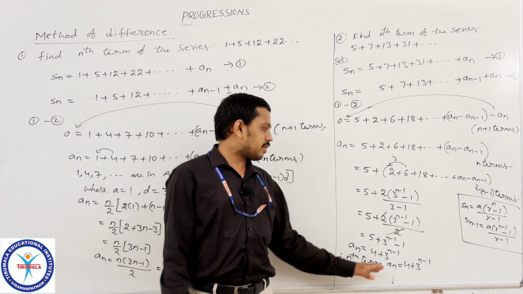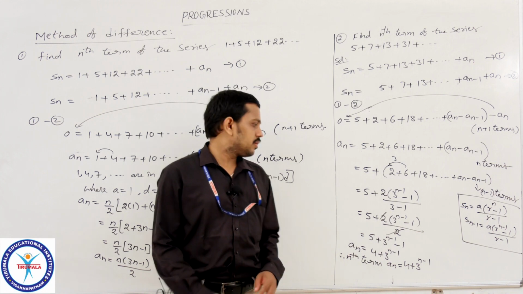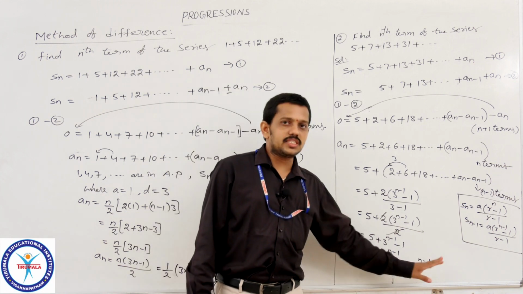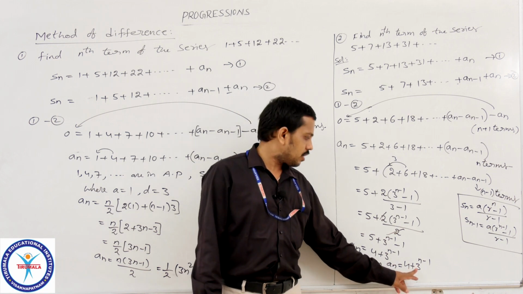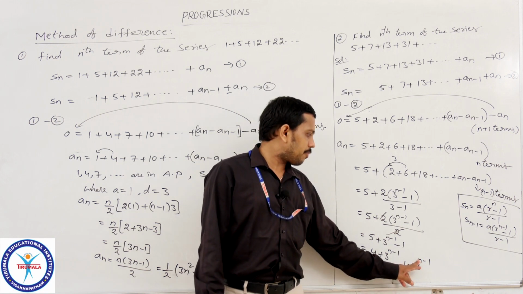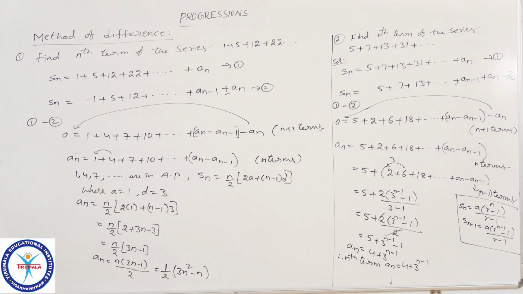Suppose if we require to find the sum to n terms, then we can apply sigma to each and every term. Then this will be sigma 4, that is 4n, plus sigma 3 power n minus 1.